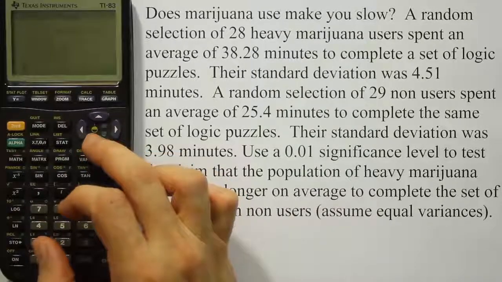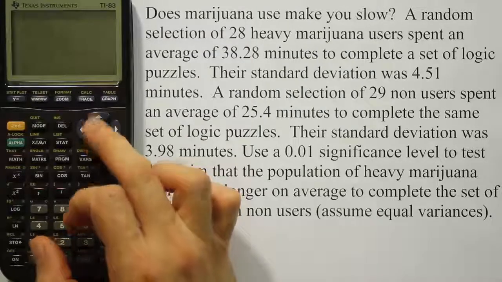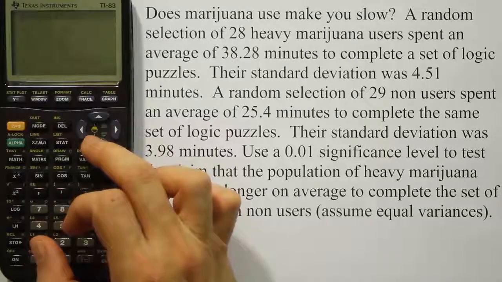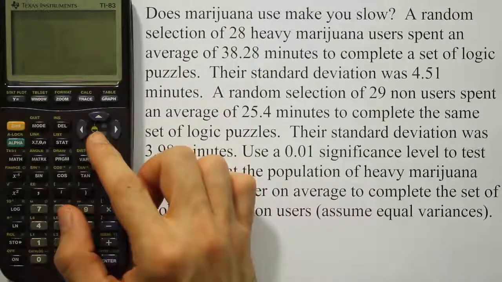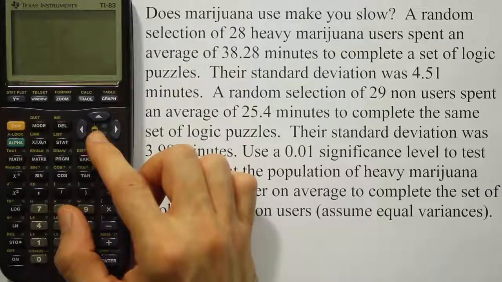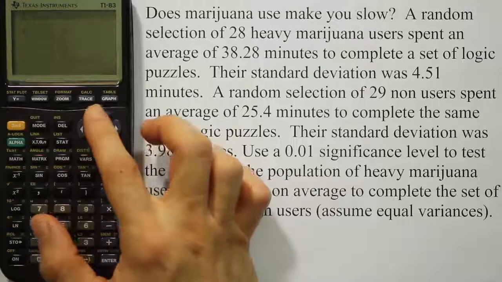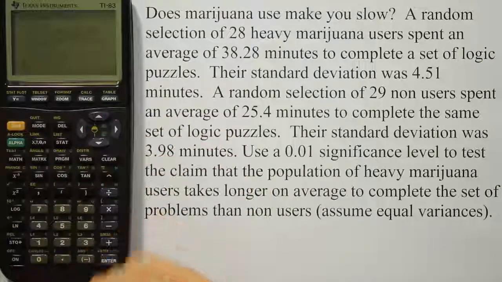And again, if you scroll down in this list that came from your calculator, you will get nice things like the pooled estimator, right? S sub p, which is 4.24845191. You also have at the top the degrees of freedom for the problem, which is 55. All right, very good.